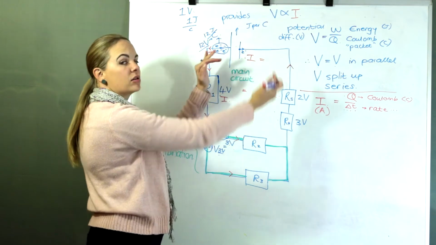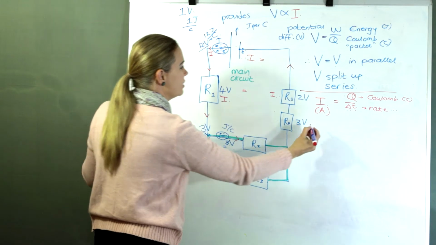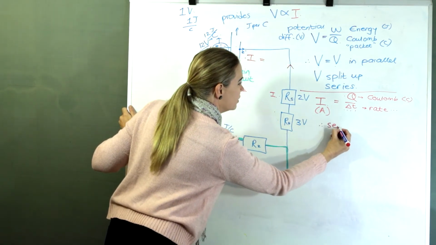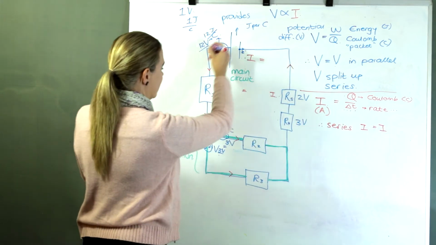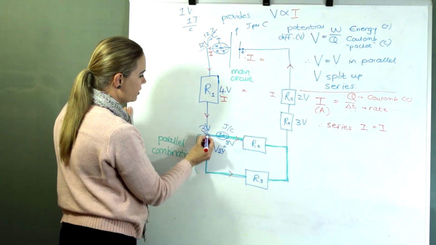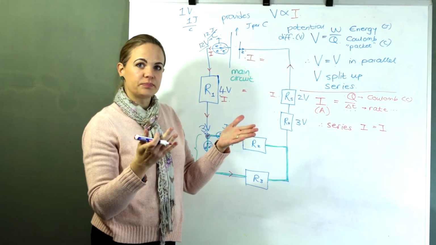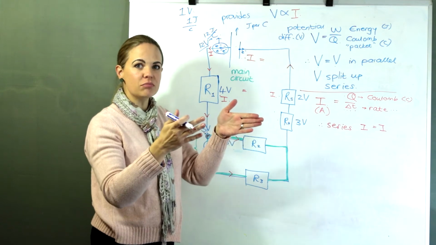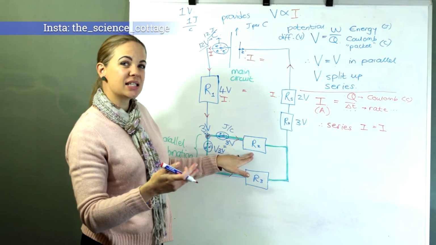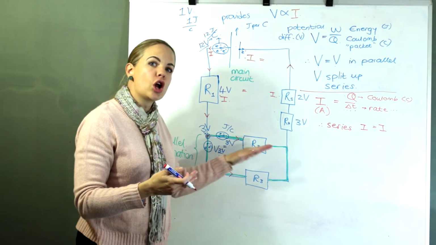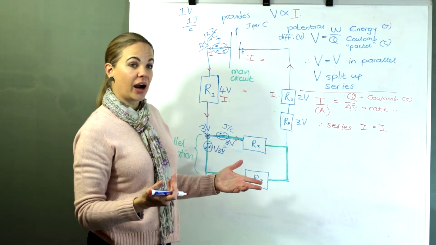Right? It's like a bicycle chain. It can't move faster in one place and then slower in another. In the series circuit, the current is equal everywhere in that series circuit. However, in the parallel branches, the current will split up. Like a river, when it splits up into two streams, the current will also split up. The higher the resistance that's provided, the lower the current will be. The lower the resistance, the higher the current will be.